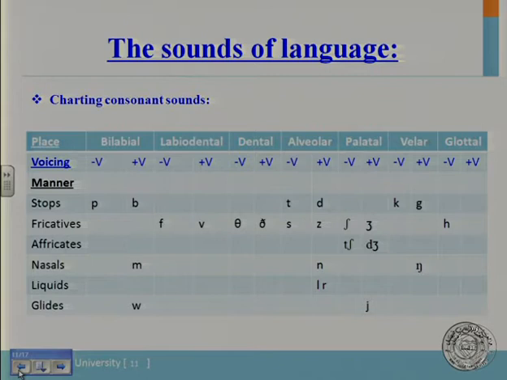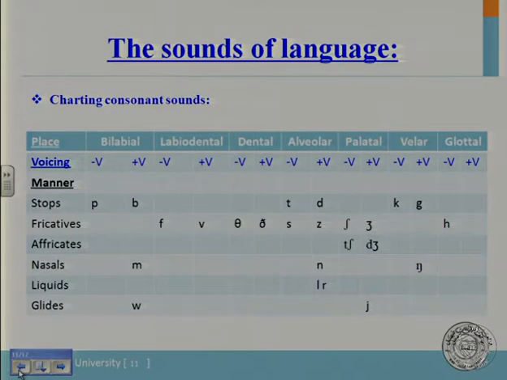Moving to the fifth group, we have palatal, and we have here again two. One is voiceless and the other is voiced, while we have a fricative. The first one of the fricative is sh, as in shot, and j. Of course, sh is voiceless and j is voiced.